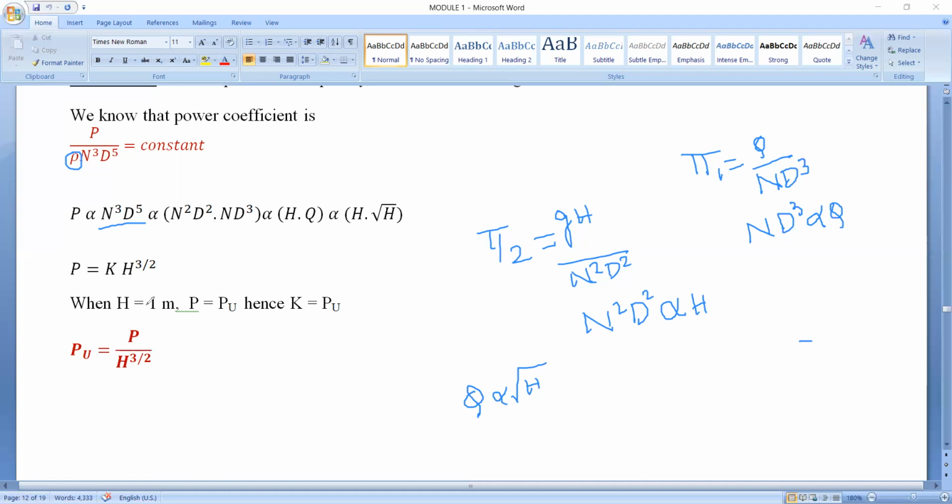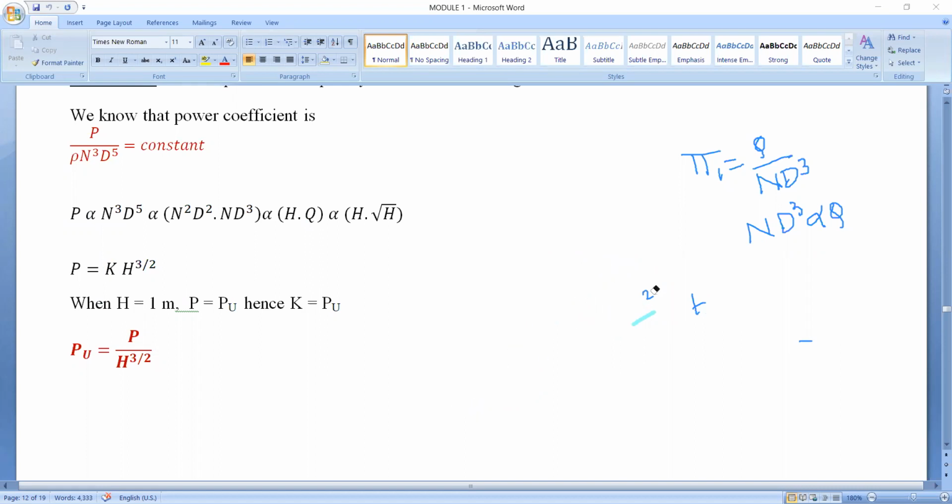So here when h equals 1 meter, P will be equal to Pu, and here k will be equal to Pu. So therefore substitute k equals Pu here, then you will get Pu equals P divided by h to the power 3 by 2. So this is how we can obtain the formula for unit power. Okay, I hope this is clear.